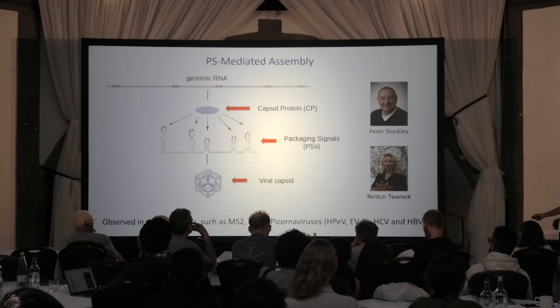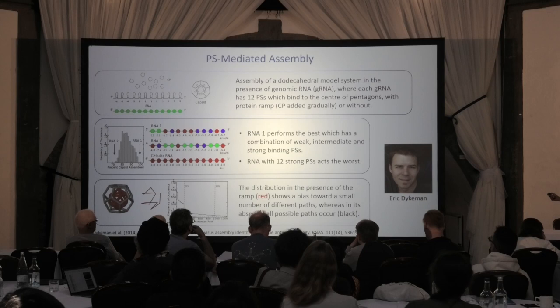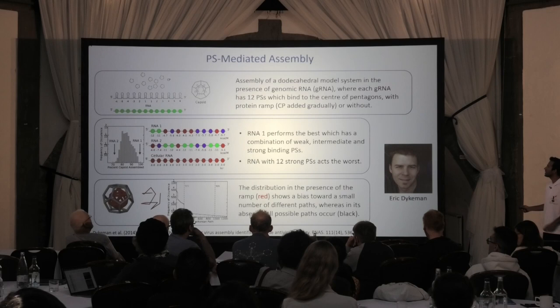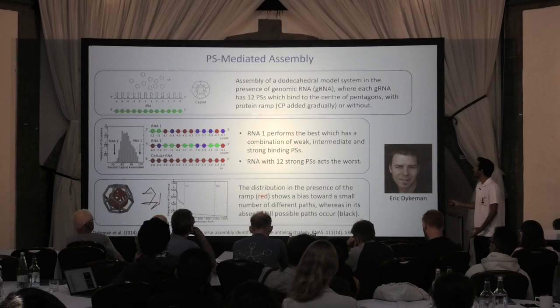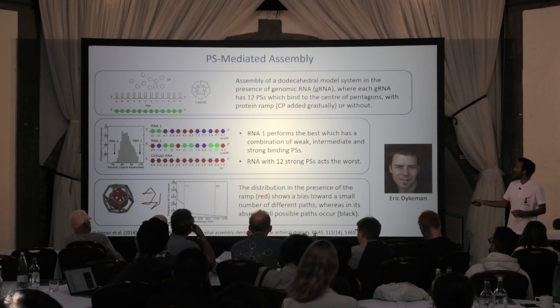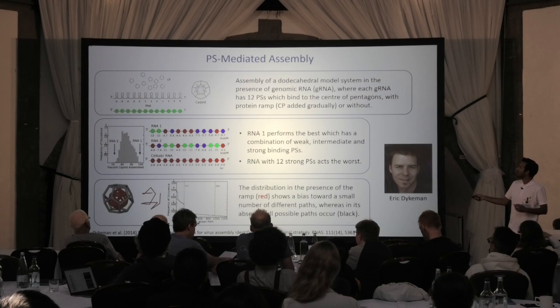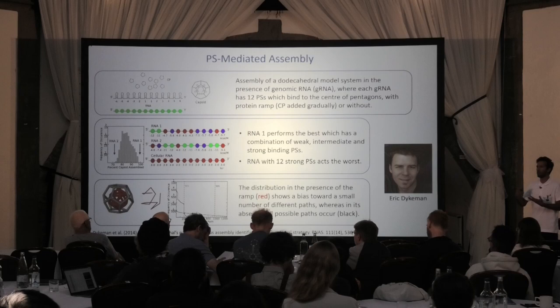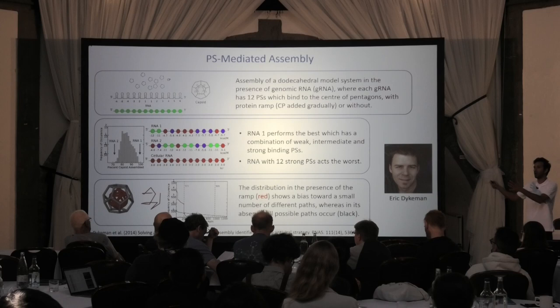To see how packaging signals work in the assembly, Eric, who is also here, developed a model for the assembly of viruses with the help of packaging signals. It's not a simple model, but it's about the dodecahedron. So we have 12 pentagons, and then you have a genome that has 12 packaging signals on it, and they bind to the center of the pentamers, and then the assembly happens around it. In his work, he wanted to understand the impact of packaging signals and the impact of having coat proteins all at once or gradually, and how the assembly happens.